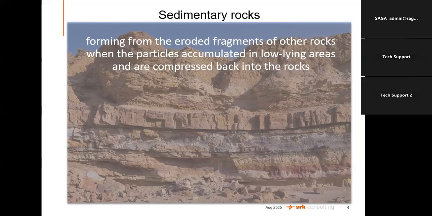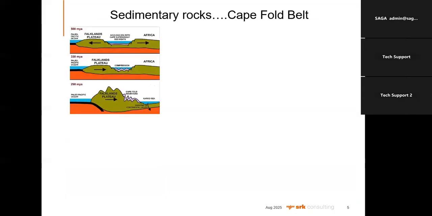Sedimentary rocks essentially formed from particles accumulating or deposited in low-lying areas that are compressed back into rock. So sedimentary rock is by nature of its formation variable. Different flooding events have resulted in the different layers that you see there. Some of the stuff is fine grained, some of it is coarse grained, and then you bring in all of the movements that have happened and the jointing, etc. So sedimentary rock is an interesting one. It's plagued with variability, and I'll show you how that transpired in my case study.